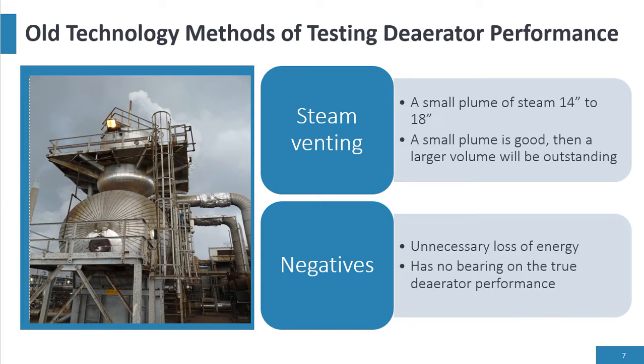Methods of testing deaerator performance. If we have steam coming out, the deaerator is performing. That's not true today. It was always said a small plume of steam, 14 to 18 inches, is good, then a larger volume must be outstanding. And that causes unnecessary loss of energy. It has no bearing on true deaerator performance.